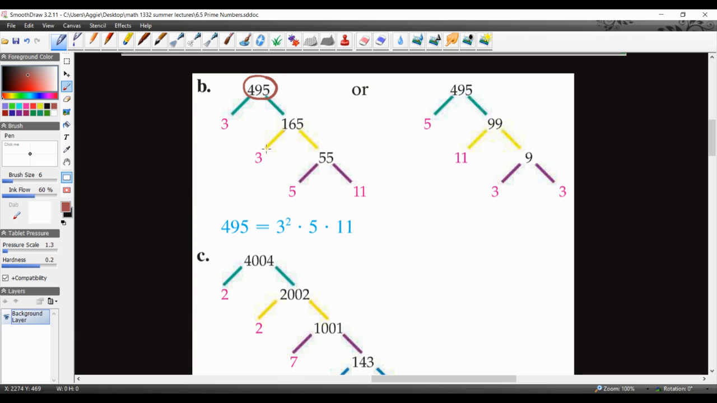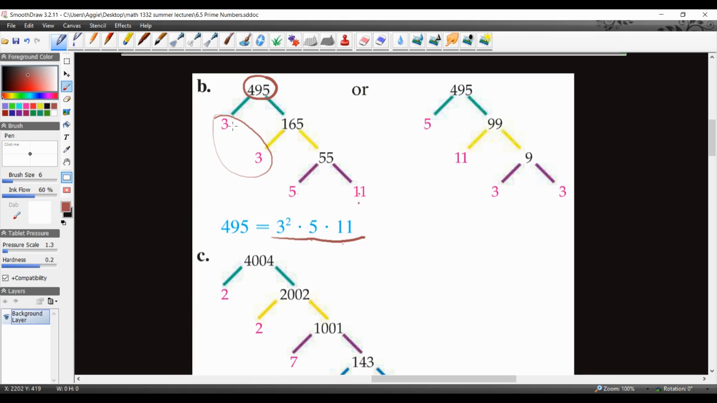And 165 is the same as 3 times 55, and 55 is the same as 5 times 11. So if you follow all the primes, we have two threes, so 3 squared, one 5, so there's the 5, and the 11. So that matches what we have so far.